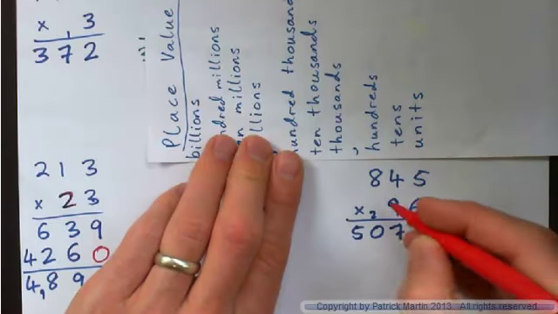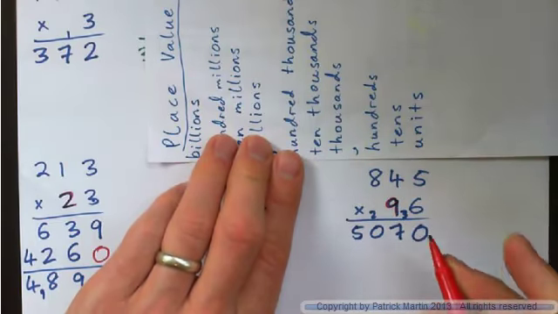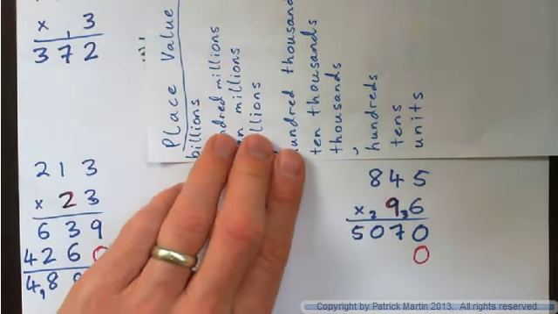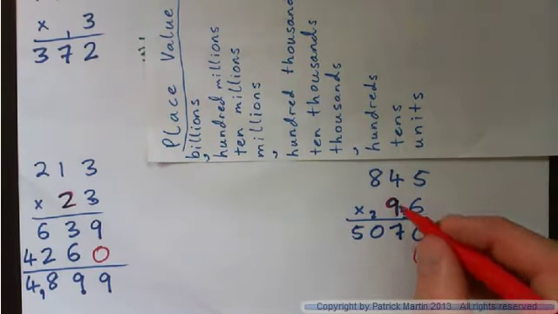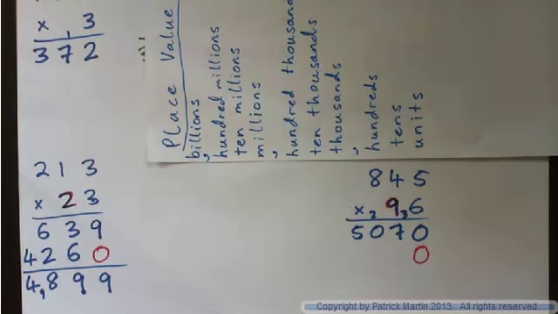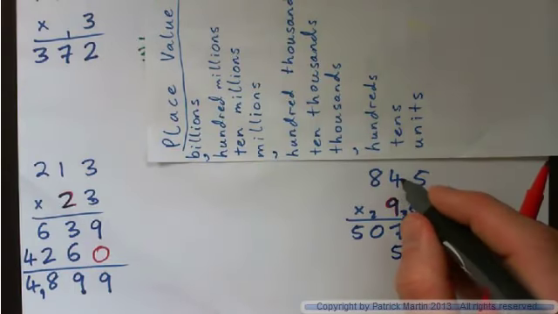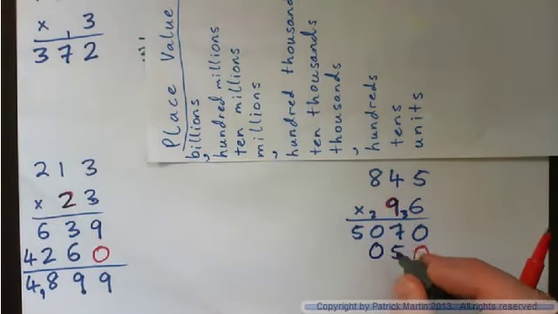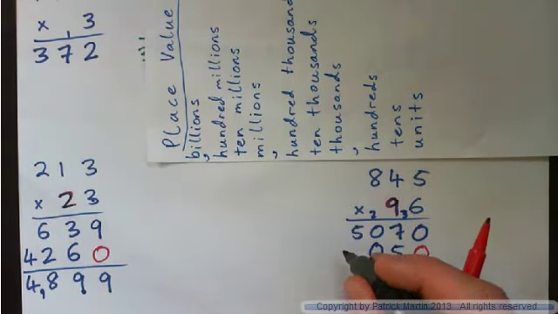Now when I go to multiply by this 9, what do you need to do? This is in fact 90, so you put down a 0 and then multiply everything by 9, right? So 9 times 5, 45, carry 4. 9 times 4 is 36, and 4 is 40, carry 4. 9 times 8 is 72, 72 and 4, 76.